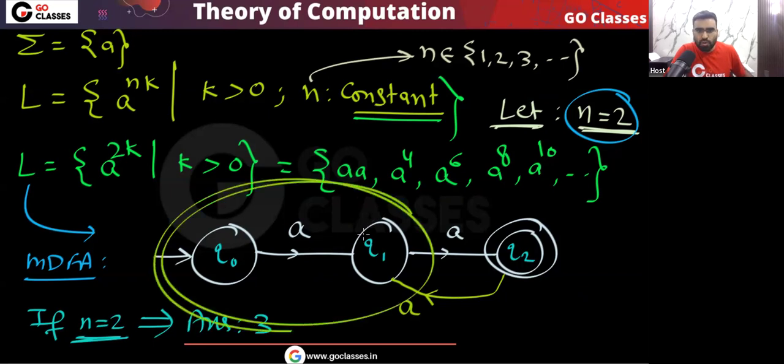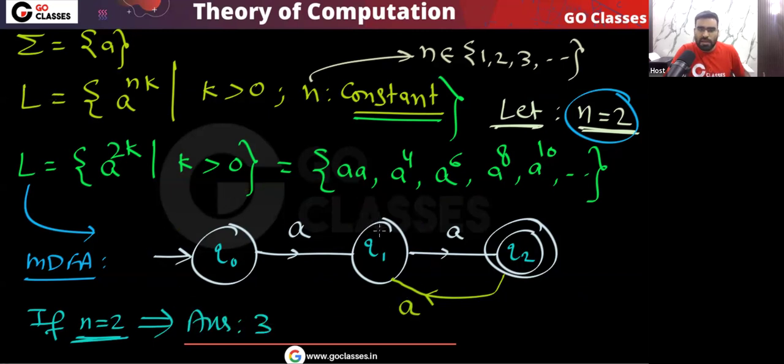Now let's check these two non-final states. Are they equivalent? No, they are not equivalent. They are distinguishable by a. This state on a goes to the final state, and this state on a goes to a non-final state. So you can see this is a minimal DFA. Very easy. If the n value is 2, then the answer must be 3.